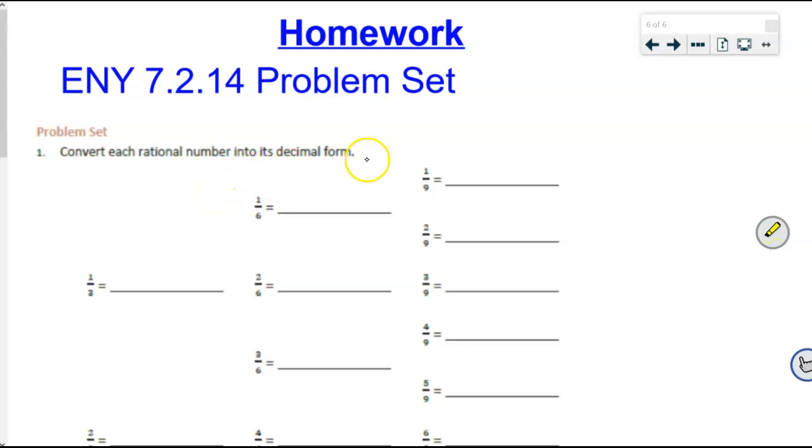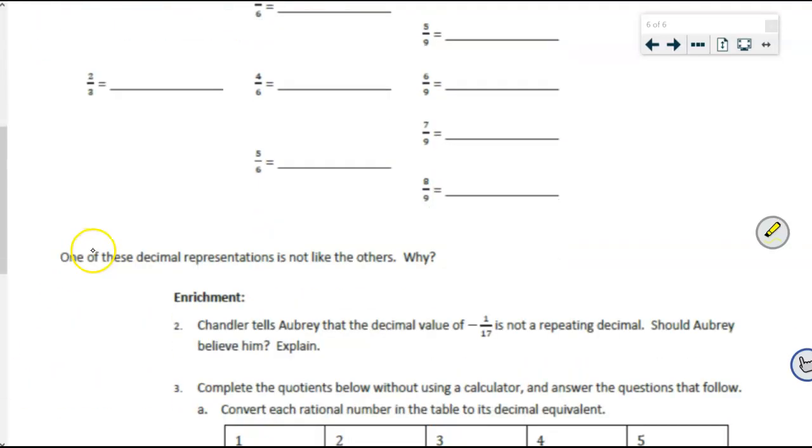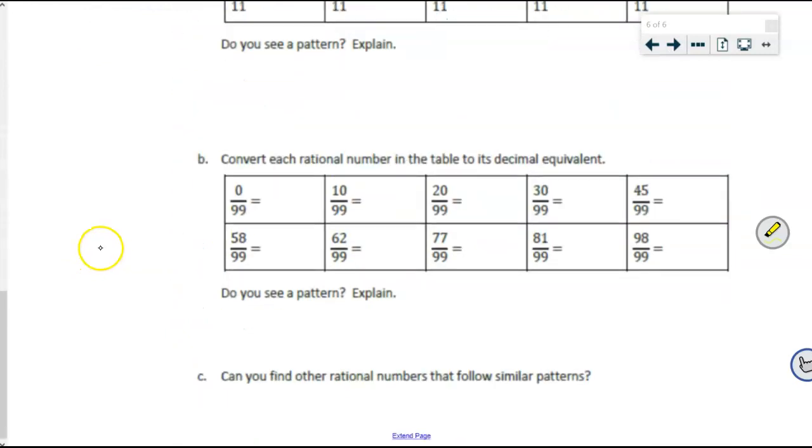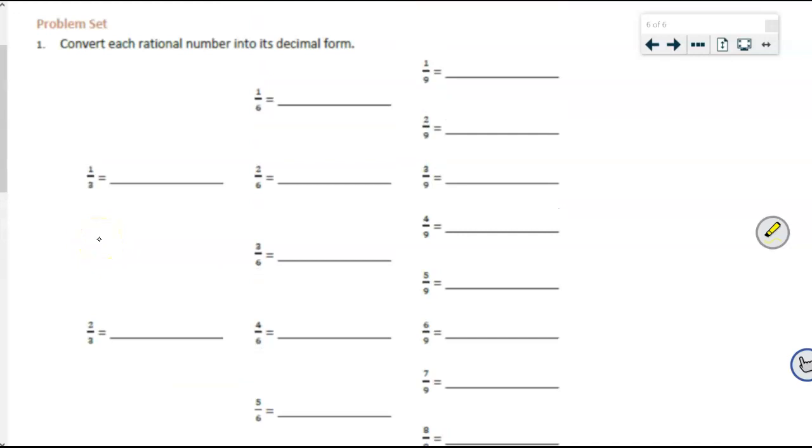This is your problem set. So, complete this for homework. There's quite a few problems, but honestly, it's not going to be too tough. I promise that you'll be successful with these. I'm not going to let you use your calculator, but your brain is going to work really, really nicely.